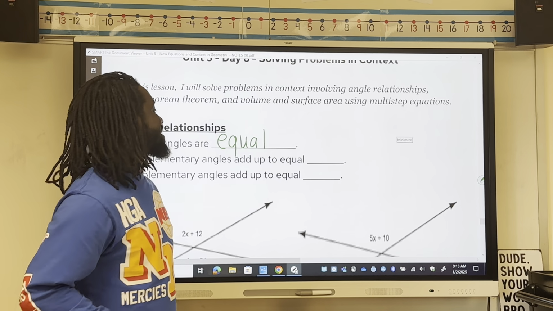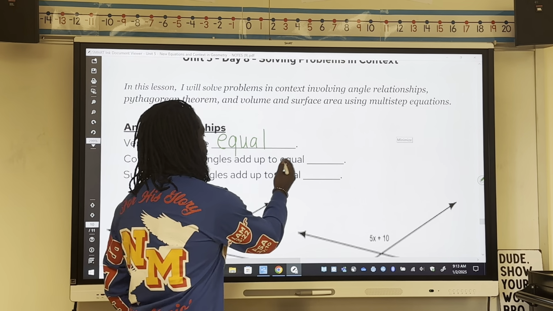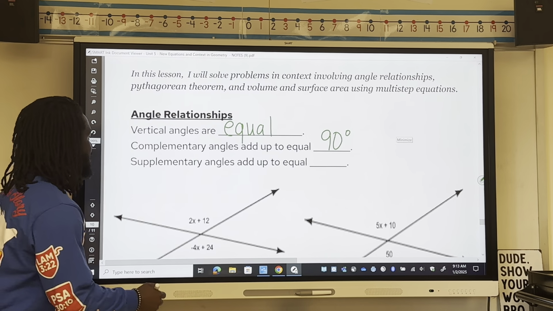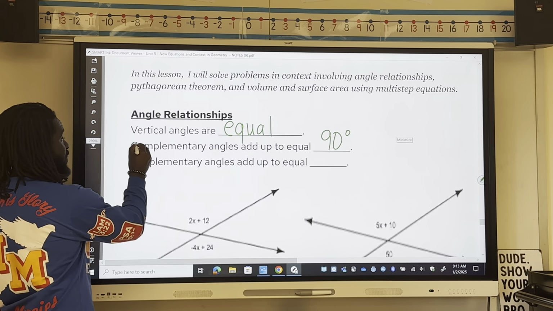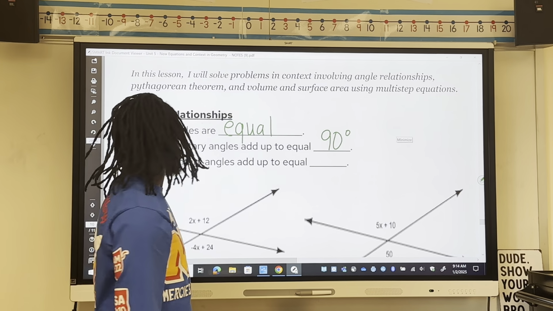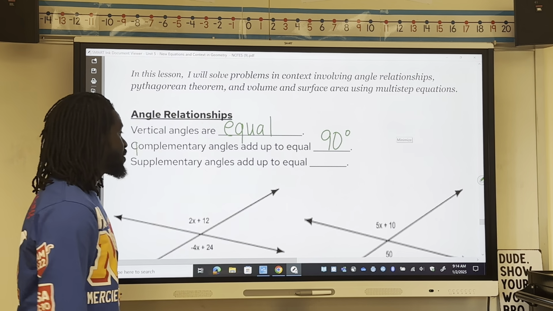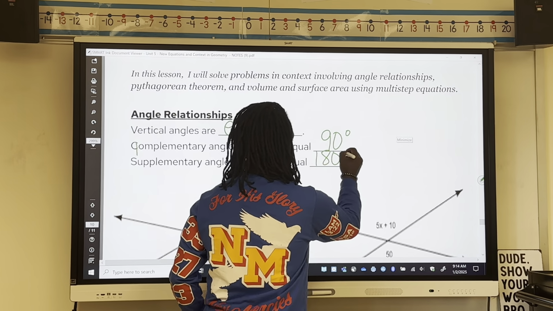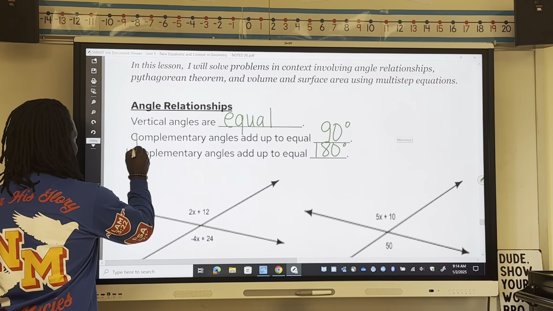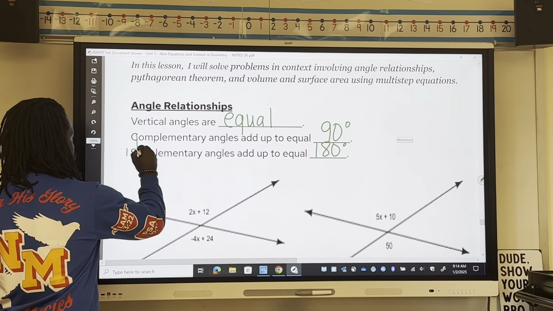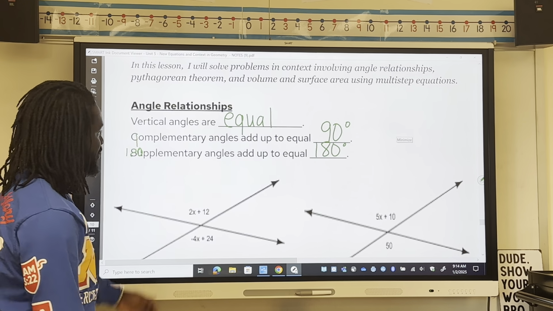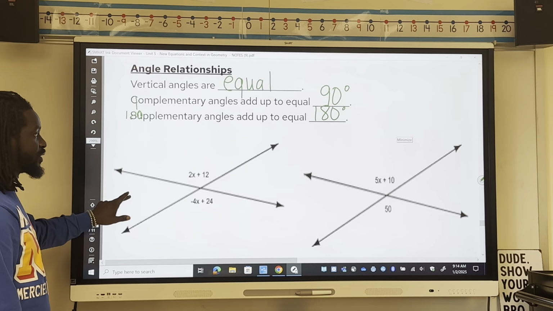Next, we need to know complementary angles. Complementary angles add up to equal 90 degrees. One way to remember it is that if you put a line down the C, that gives you sort of 90. And then supplementary angles add up to equal 180 degrees. One way you can remember that is you put a 1, make the S an 8, and close up the U to give you a 0, and there you have 180. Just some little tricks to help you remember those.